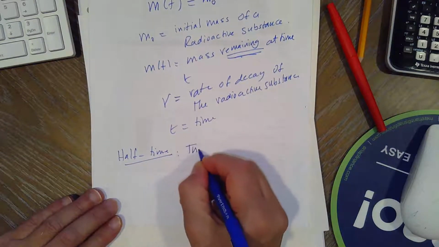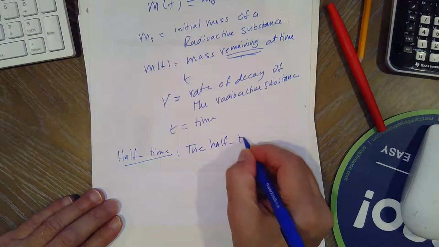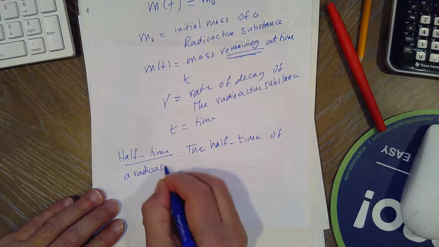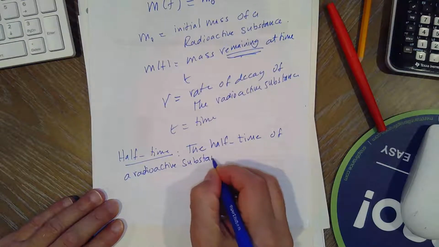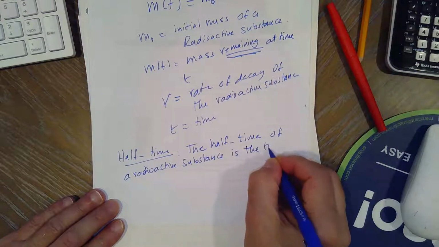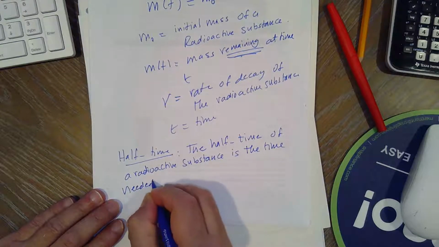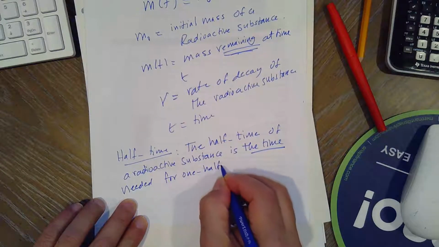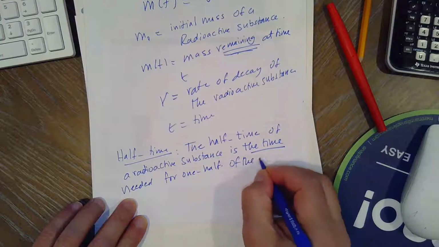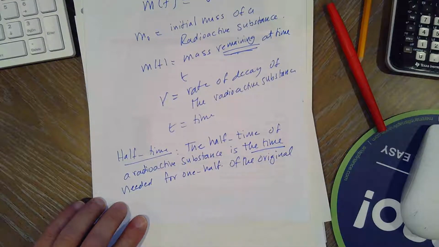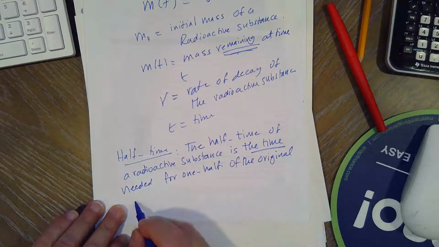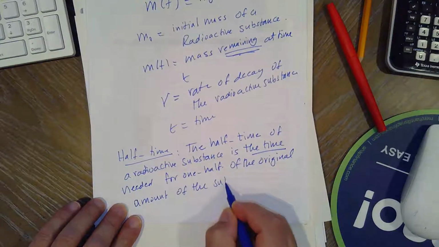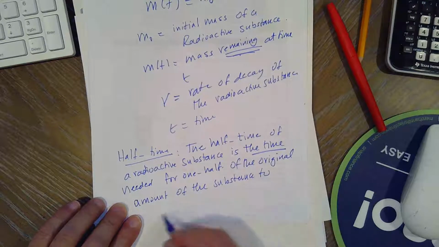In radioactive decay, we talk about half-time. And when we say half-time, the half-time of a radioactive substance is the time needed, so it's a time period, for one half of the original amount of the substance to decay.